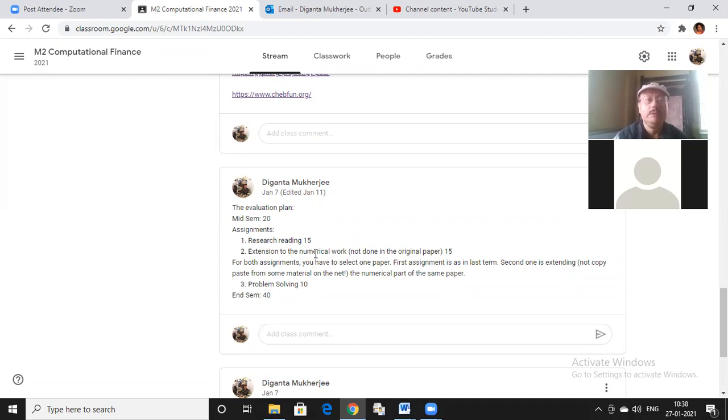Another 15% will be devoted to an extension to whatever paper you are reading. So you have to select your paper strategically. You both make a critical report on the paper as well as make an extension to the numerical work done in the paper. And of course, it goes without saying that the paper has to be a computational finance paper. If it's a pure theory paper, then you have to devise your numerical work on your own. If it's a computational finance paper with computation algorithms, then you will be asked to do an extension to the algorithm. So that will be assignments 1 and 2.